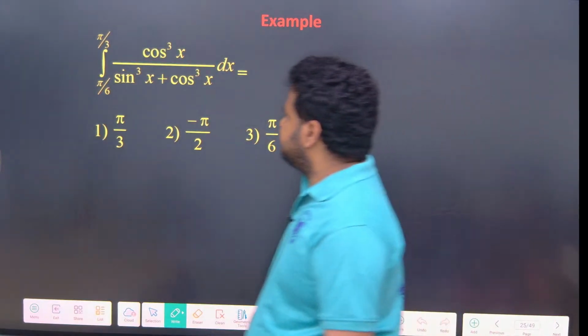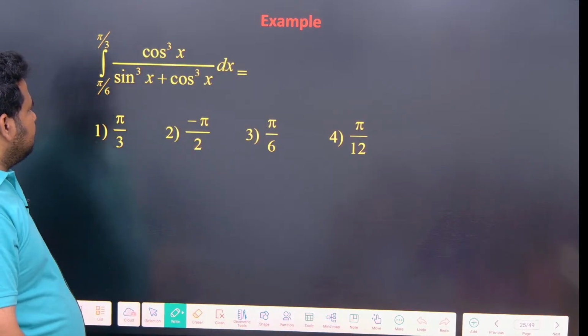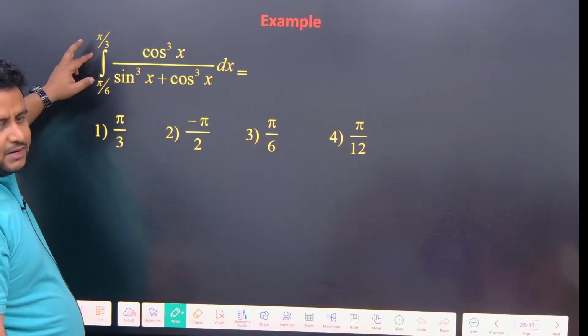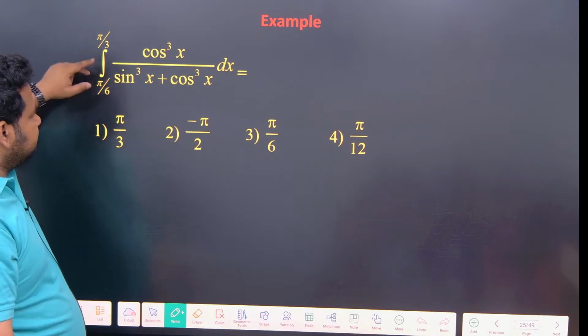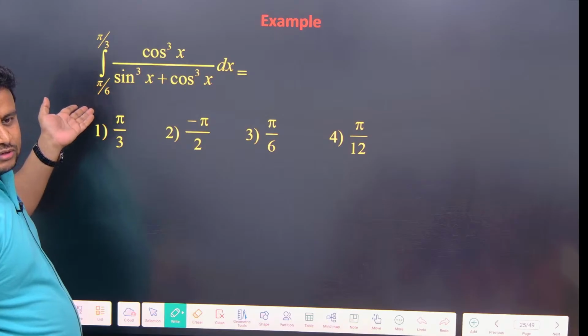See here, they have given cos power n x by sin power n x plus cos power n x. But if you add the limits, you are getting pi by 3 plus pi by 6, that is, we are getting pi by 2. Here also it is b minus a by 2.